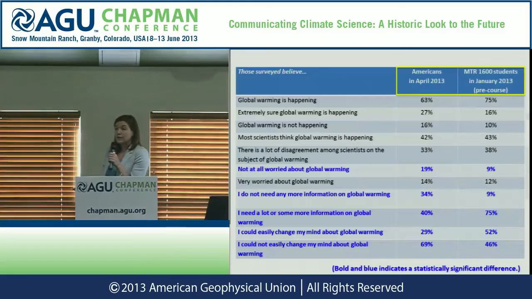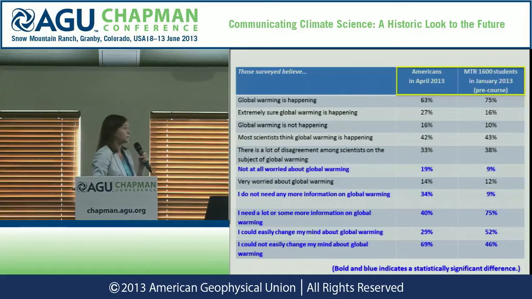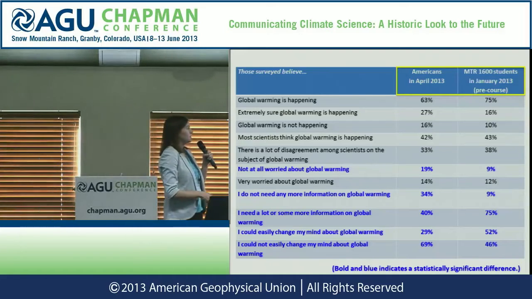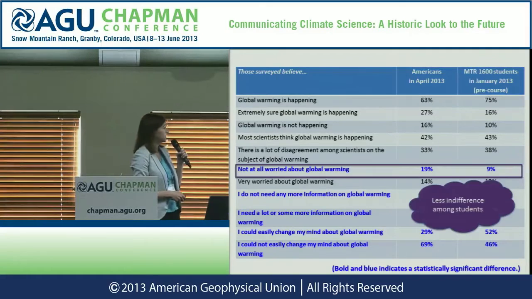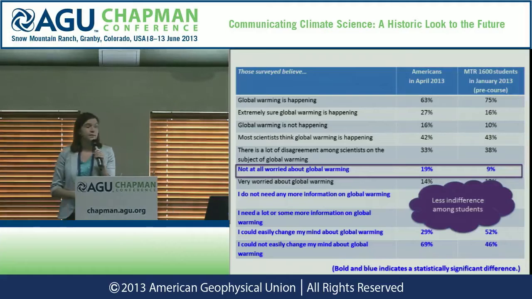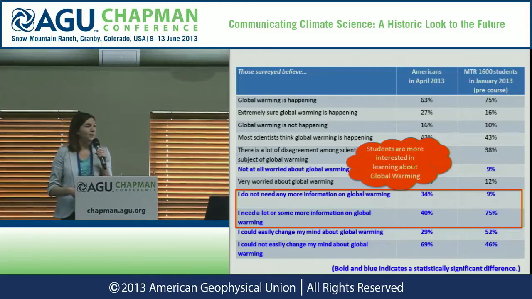So just comparing the American population to my students as they enter the course. So how are they as far as being typical? There's a lot of numbers up here. The statistically significant differences are in blue, and I'm just going to highlight them. My students were a little less indifferent than Americans. They were more interested in learning about global warming, which is probably why they were taking a class on it. But it's good to know that they were interested.